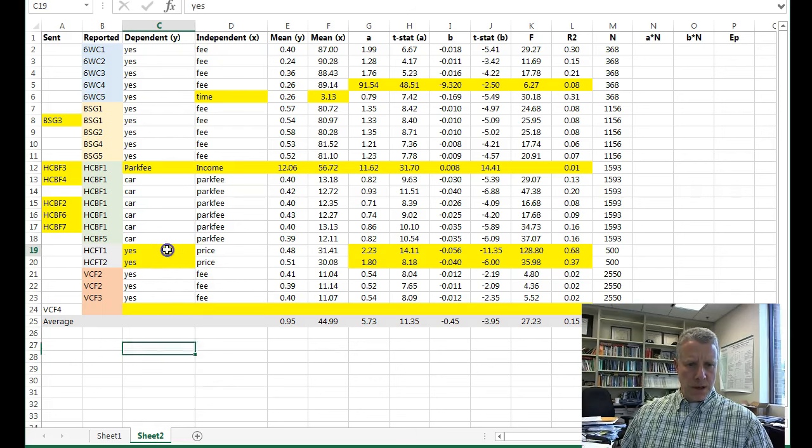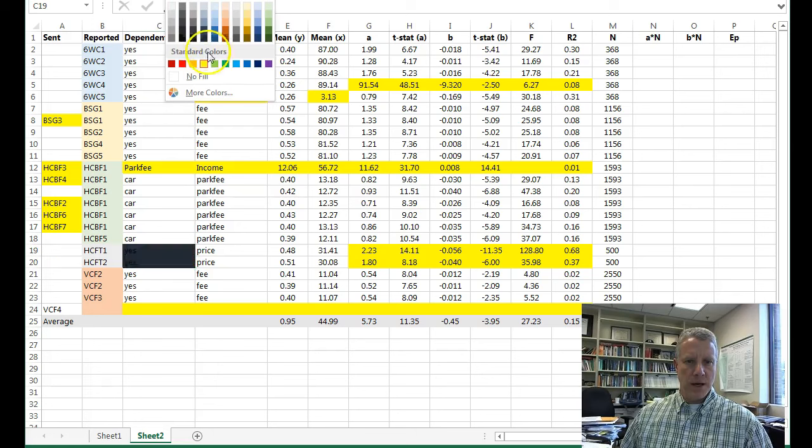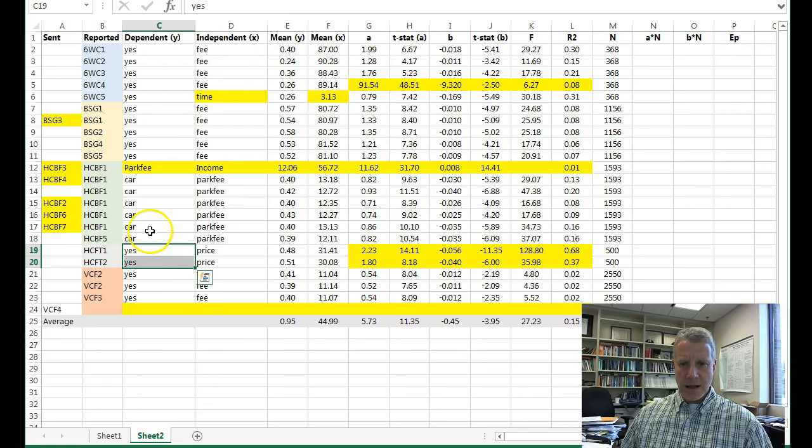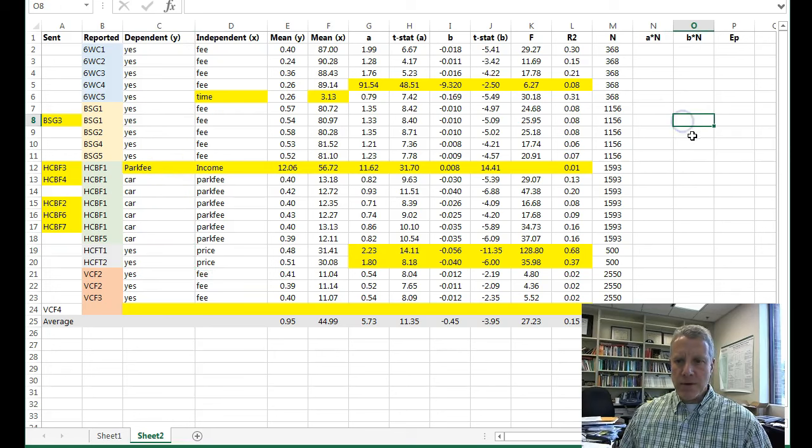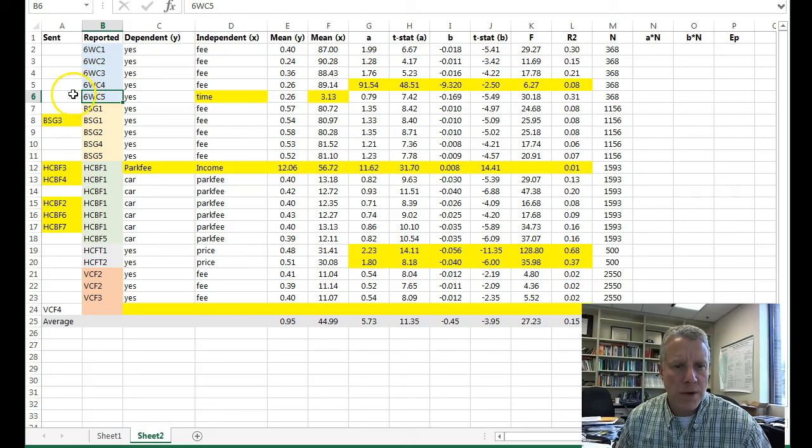So let's see. I think that shouldn't be highlighted. Every place I've highlighted something in yellow, I'm not sure that you have done the assignment correctly. So for 6 Hours Warrior Creek 5, you included time as your independent variable, and that should be the fee variable.